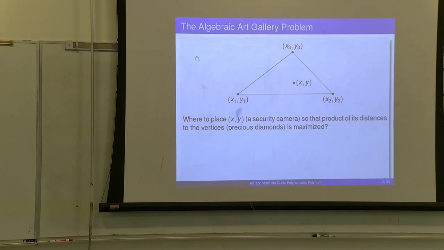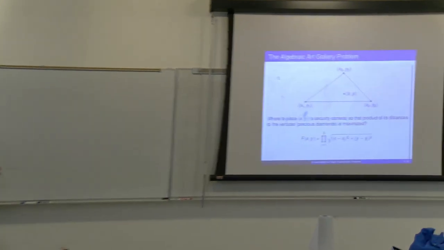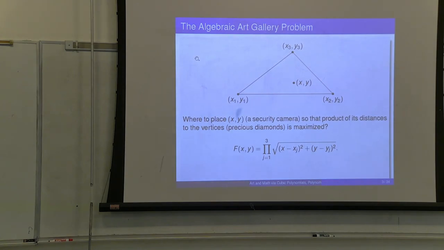Now, this looks like a nice geometry problem, right? It's a simple problem. You can explain it to anybody, a high school student. So what is the product of the distances? It turns out to be this function of two variables, x and y. Simply take the Euclidean distances, multiply them out and take the square root, or take the square root of each and multiply them.